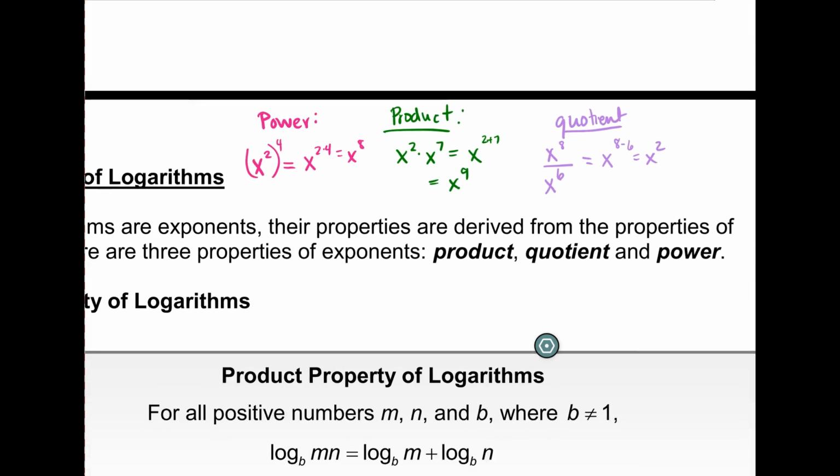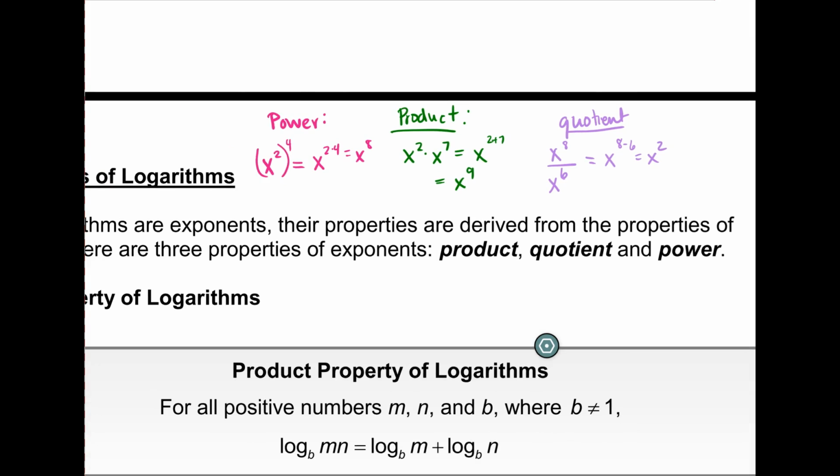Alright, so that's what I mean when I say these properties of logarithms, aka this whole screencast, the whole lesson, it's just going to be about the properties of logarithms. We just talked about the properties of exponents: the power property, an exponent to an exponent you multiply; the product property, the bases are being multiplied, you add the exponents; and the quotient property, the bases are being divided, so you subtract. Alright, so first thing we're going to talk about is the product property of logarithms.